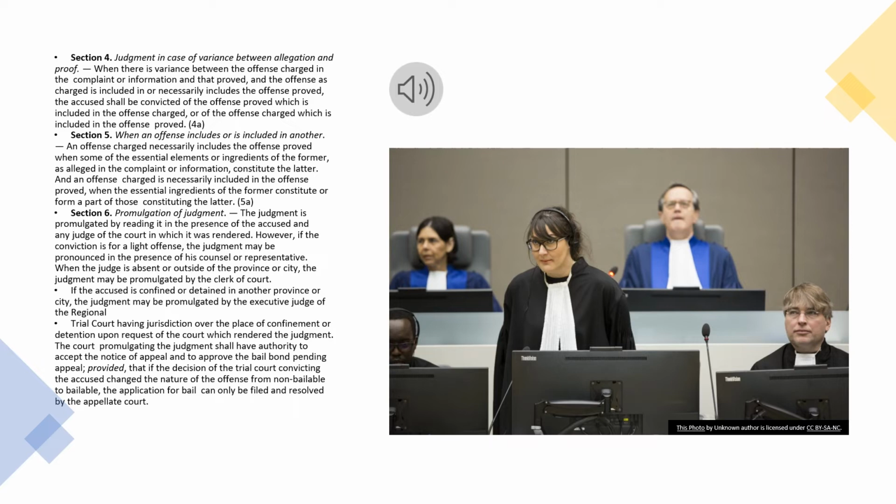The court promulgating the judgment shall have authority to accept the notice of appeal and to approve the bail bond pending appeal, provided that if the decision of the trial court convicting the accused changed the nature of the offence from non-bailable to bailable, the application for bail can only be filed and resolved by the appellate court.